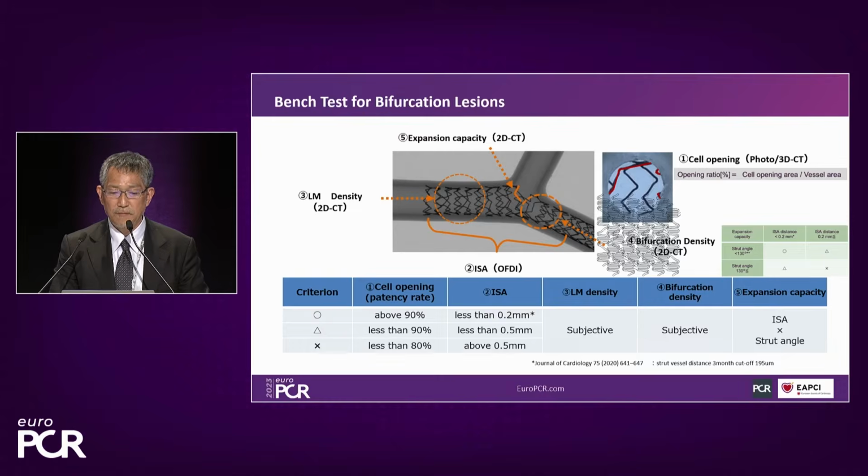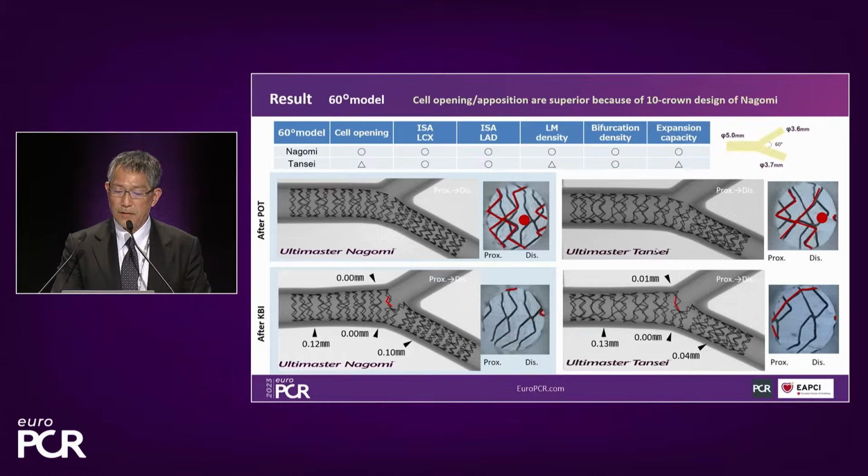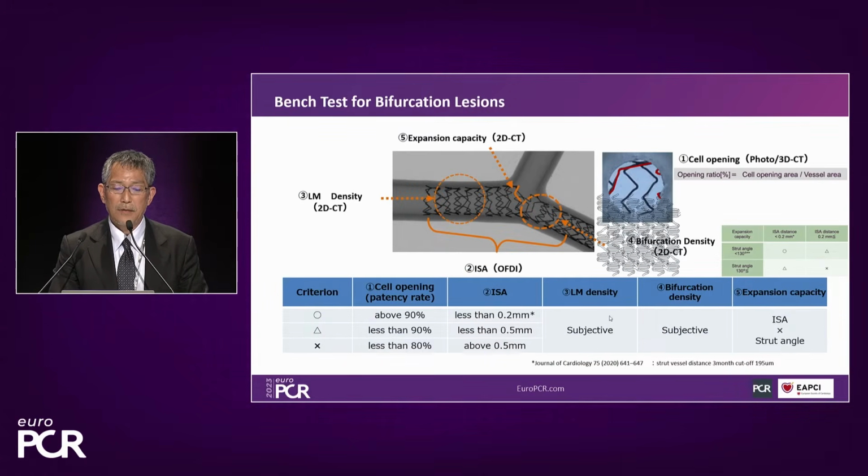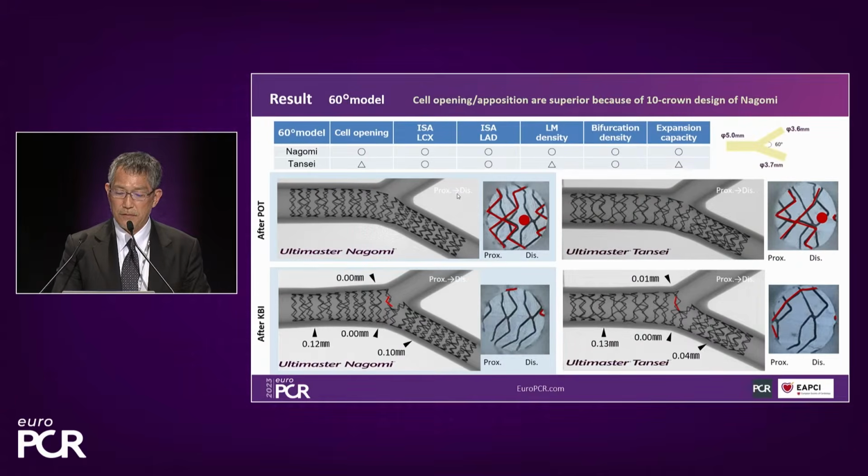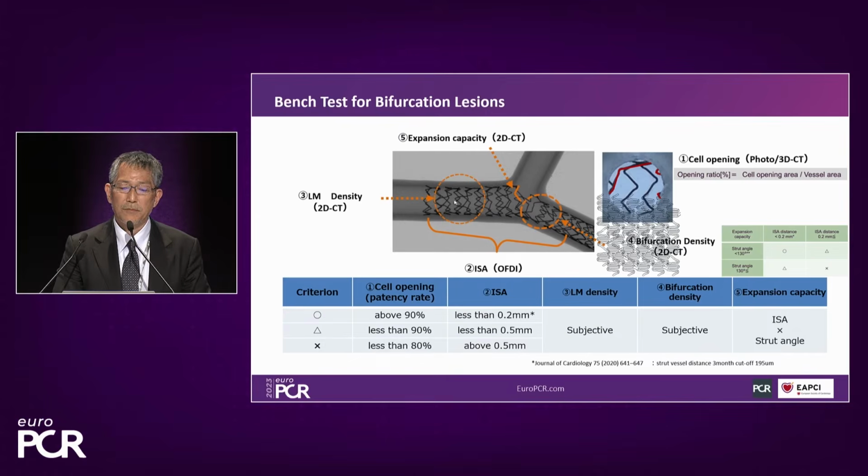these two stents. The first is cell opening. Cell opening was calculated by using this figure. Then incomplete stent position. And proximal main branch stent deformity, we call it proximal left main density, and then distal left main branch stent deformity, we call it bifurcation density.